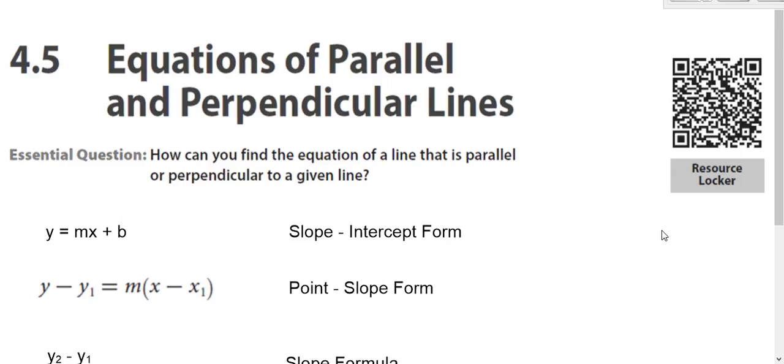So we're going to look at the equations of parallel and perpendicular lines. First, let's look and remember back to Algebra 1. Slope-intercept form is y equals mx plus b. m is the slope. b is the y-intercept.